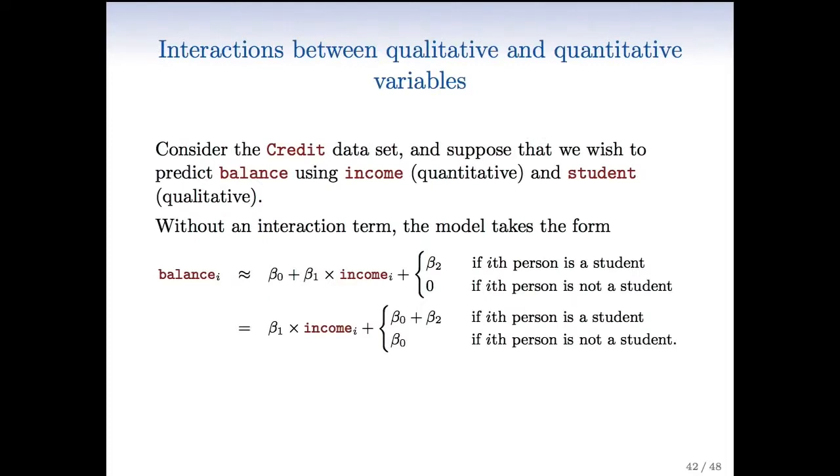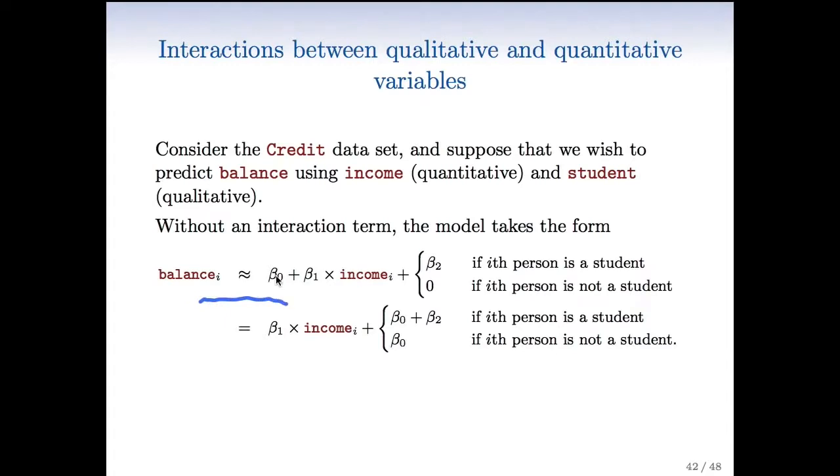Now, what if we want to put in interactions between a qualitative and a quantitative variable? Turns out that's actually easier to interpret, and we'll see that now. So let's look at the credit card data set again. Let's suppose we're going to predict balance as before, and we're going to use income, which is a quantitative variable, and student status, which is qualitative. And so we'll have a dummy variable for student, which will be 1 if the person's a student, otherwise a 0. So without an interaction, the model looks like this.